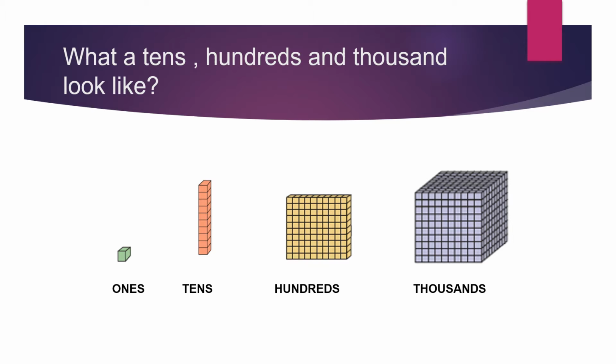We can see a unit block in green, which represents ones. Also, when we combine 10 ones, it makes 10, represented by a pink bar. Children, when we combine 10 tens, 100 is formed, which is shown through a yellow plane or a flat. When 10 such hundreds are taken together, it forms 1000, which is represented by a blue cube.